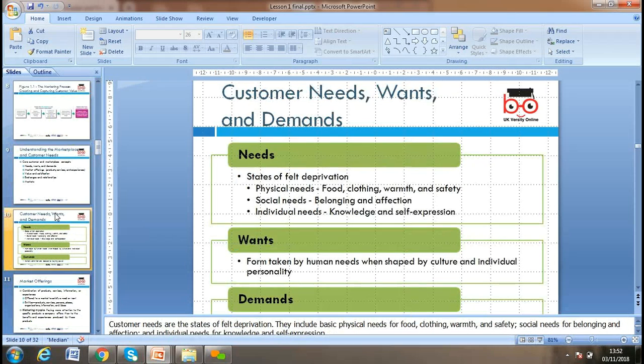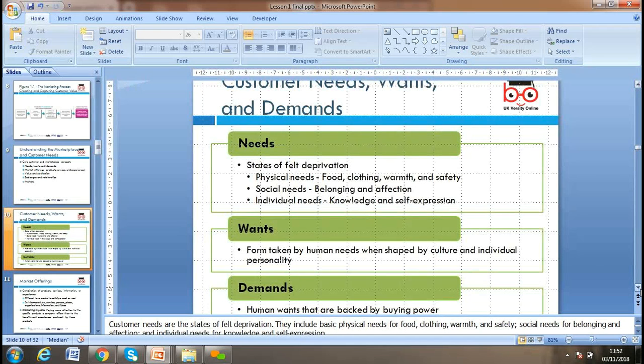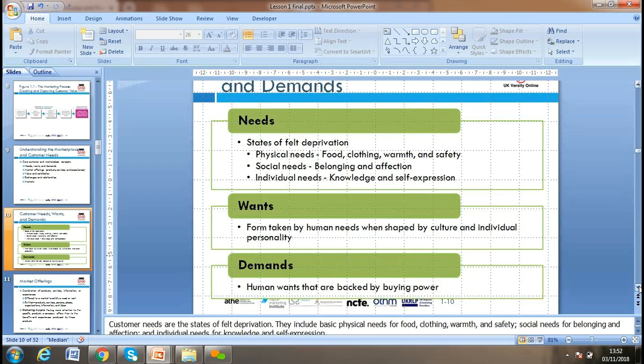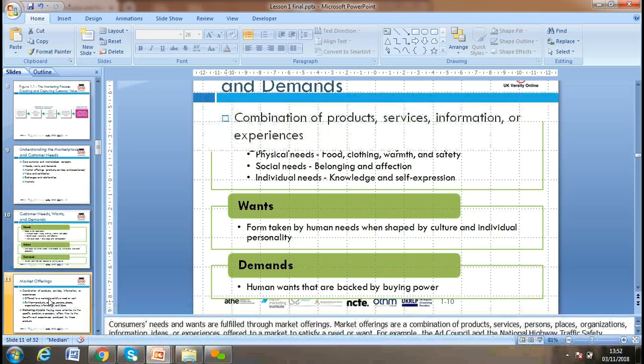Does anybody have any questions? As I mentioned earlier, a need is a state of deprivation: physical needs like food, social needs, individual needs like knowledge and self-expression. We need to provide to our customers wants, which arise from human needs and are shaped by culture and individual personality. So they become wants, and demands are human wants backed by buying power. We want this color because we have the money and we want to buy, this is a demand. For example, we want this color house, whatever money you charge, that's our demand, what we really want.